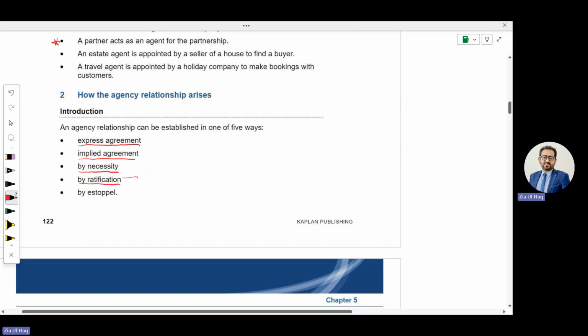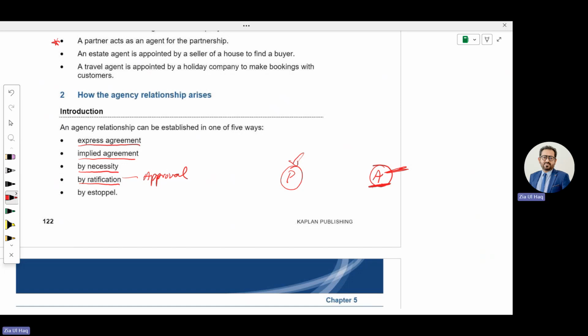By ratification. Ratification means approval. If a person, Mr. A, is doing something with a third party and saying I am doing this on behalf of this principal P, while there is no agency relationship between them, and P does not know that he is doing something with a third party on behalf of him. The principal is not aware that a person is acting with a third party and saying he is my agent. But afterward, if the principal wants, he can approve those transactions that the agent has performed with the third party. This is called agency by ratification, meaning approval by the principal afterward.